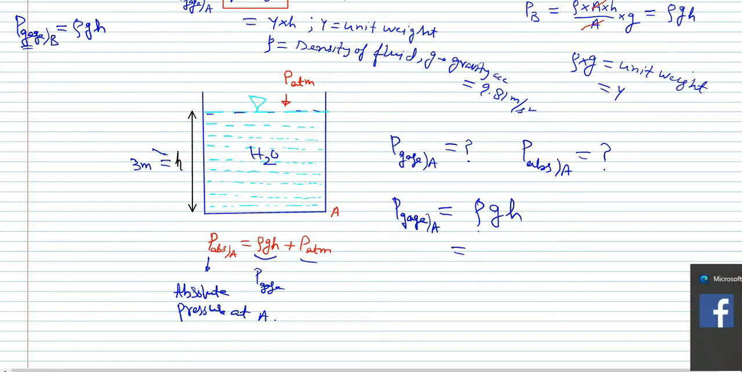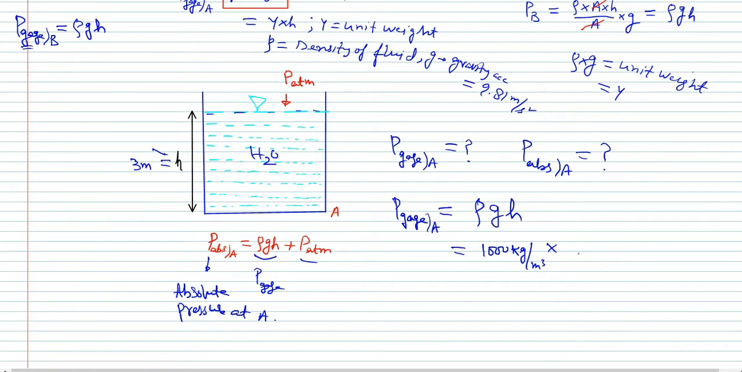Now, density of water is what? Rho, the density of water, is approximately 1000 kg per meter cube, multiplied by g, which is 9.81 meter per second square. Now H is what? 3 meters, so multiplied by 3. This is 9810 multiplied by 3. Okay, so this is the answer.